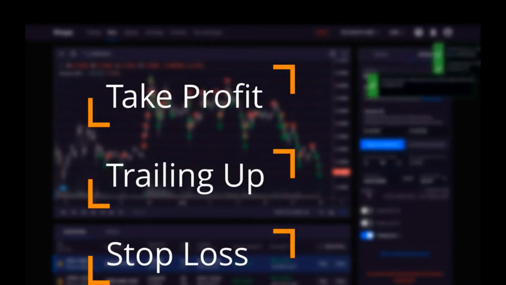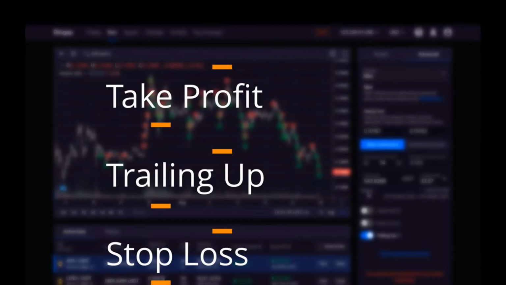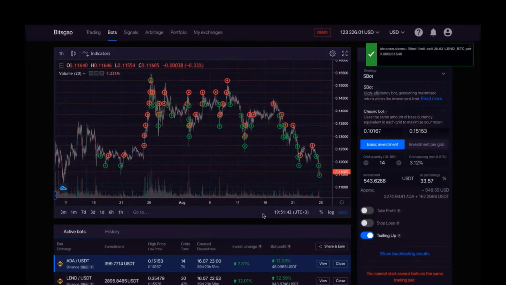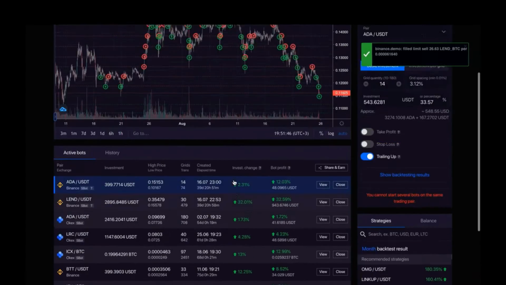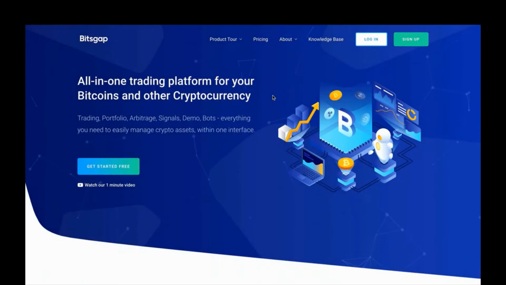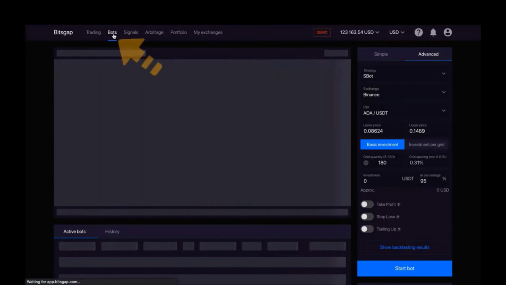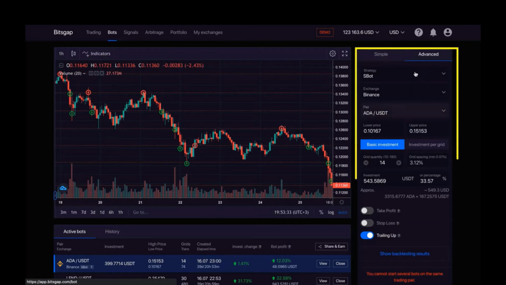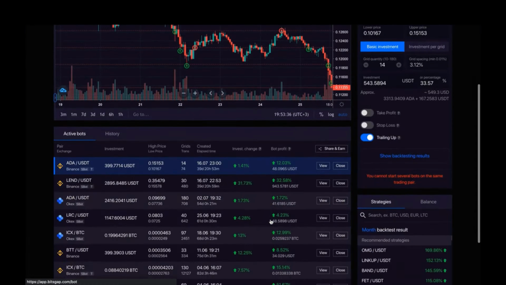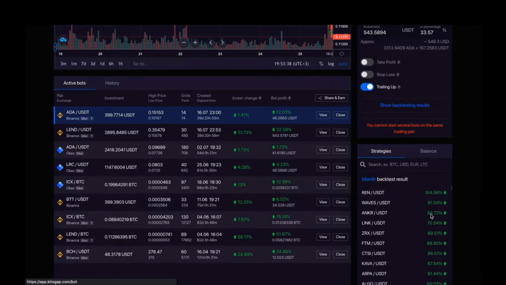So let's go through the whole process of automated trading to discover its advantages and what strategies we can create from scratch. First things first, let's take a look at the interface. As you log in and open the Bots section, a trading dashboard with a chart, bots configuration panel, currently active strategies, as well as a list of recommended strategies based on backtest results are at your disposal.